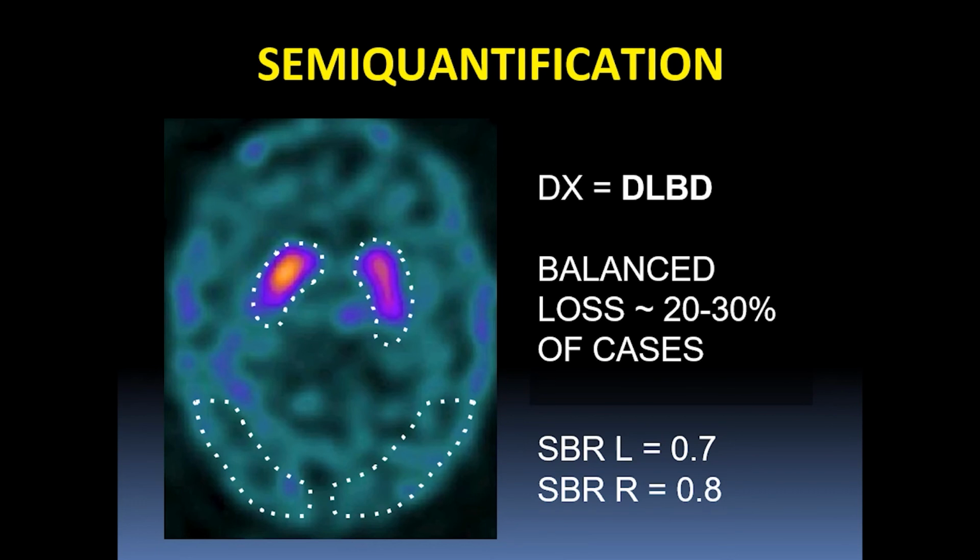This appearance has been reported in about 20 to 30% of cases of Lewy body disease. And in my opinion, it's probably one of the reasons why the exam sensitivity for that specific disorder is a little bit lower than for the other Parkinsonian disorders. The sensitivity for Lewy body dementia is about 78%. Again, it's partially because of this pattern of loss that's difficult to see qualitatively.